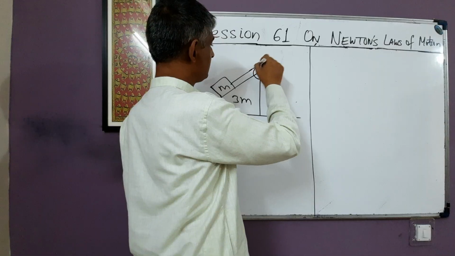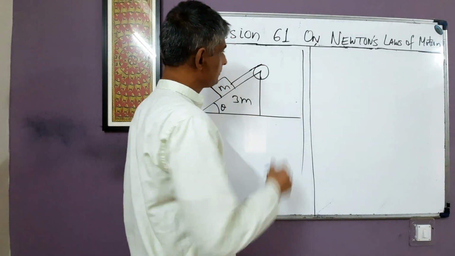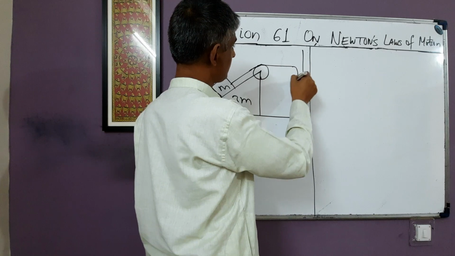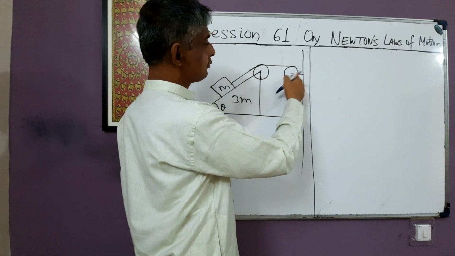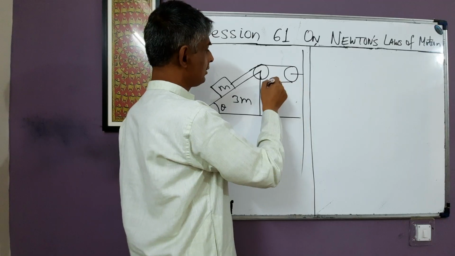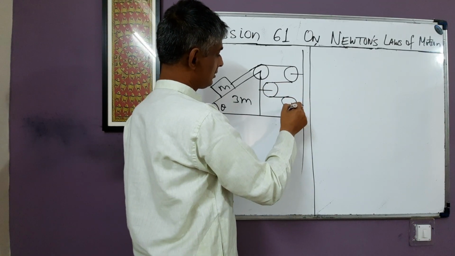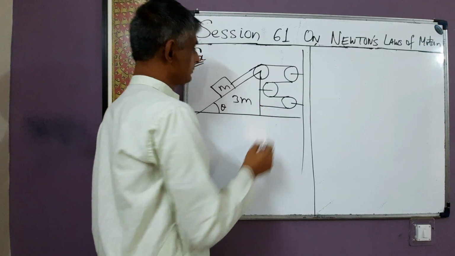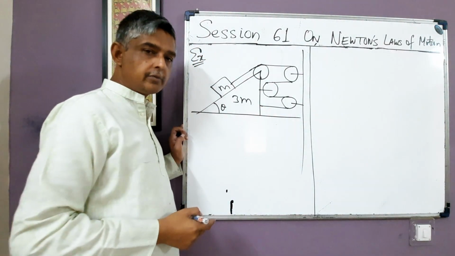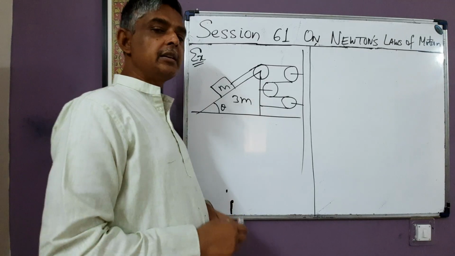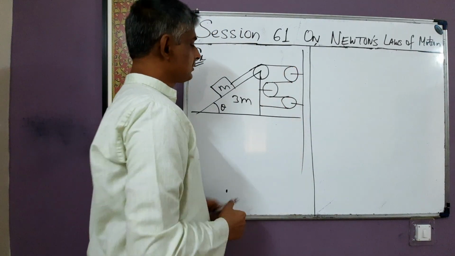Here there is a massless string. Here there is a fixed vertical wall. Here there is a massless pulley attached to this wall. Here there is a string, and then again like this. So in the diagram shown, there is no friction anywhere, and the string is massless and inextensible. And these are the massless pulleys.